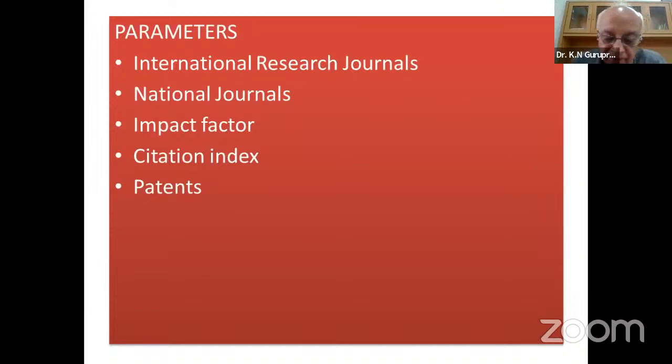Then, of course, this is for science and technology, and that is patents. If we have made some innovation, and if we have found something new, some new gadget or some new process, then that can be patented. I was working in Japan for one year in Kobe University, doing research on the UV radiations, which I was talking about.